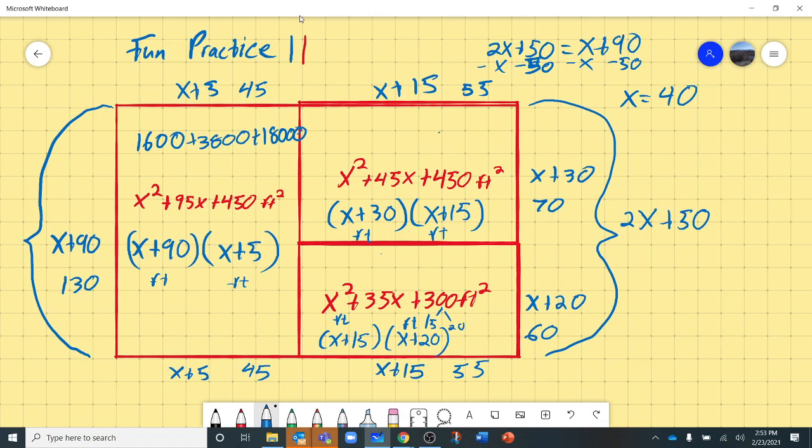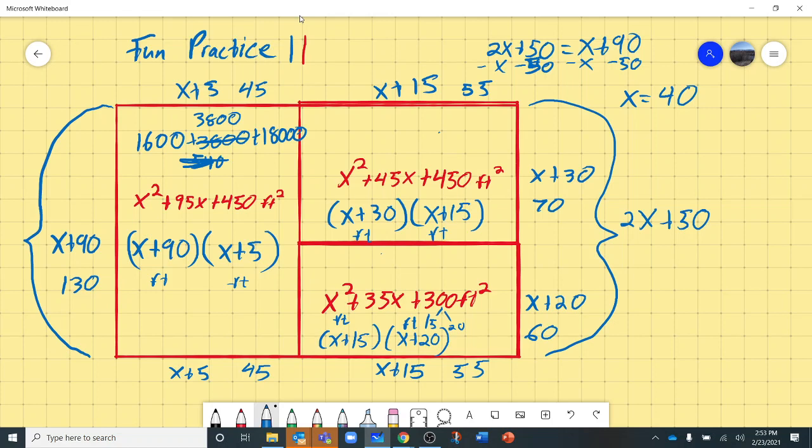1,600, no. 40 times 40 is 1,600 plus 40 times 95. Now, I was way off on that one. That is 5,400. Oh, no, it's not. That's plus. Sorry. 3,800. That was actually correct. If you add the two, that's 5,400. And then plus 450. No, it's just plus 450.